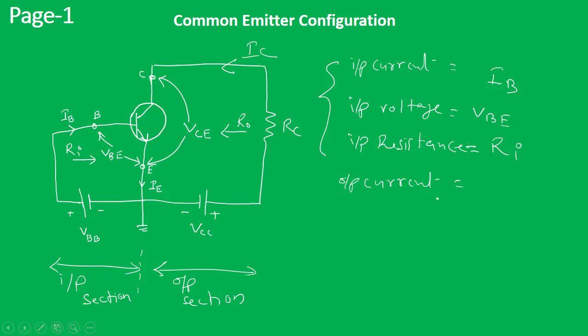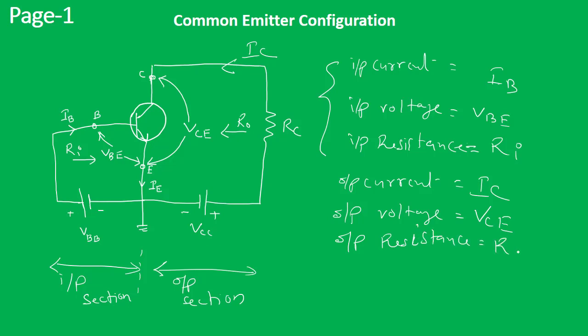At the output section we have, similarly, the output current, which is IC, then the output voltage, which is the voltage between the terminals collector and emitter, that is VCE, and we have the output resistance, which we have denoted as R0. So these are the parameters associated with the input section and output section.